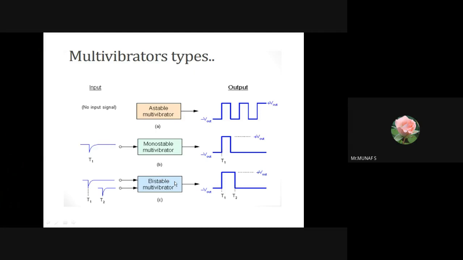And then the bistable multivibrator requires two external trigger pulses, T1 and T2. While applying T1, the state changes from low to high and is maintained until the trigger pulse T2 is applied. Once T2 is applied, the state changes from high to low. This is shown in this output side waveform.